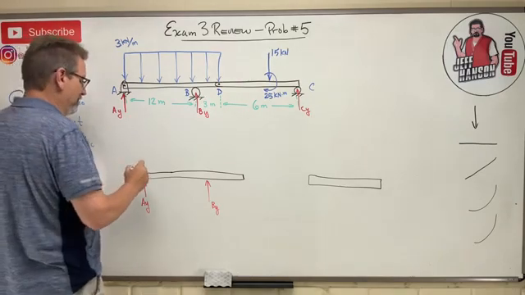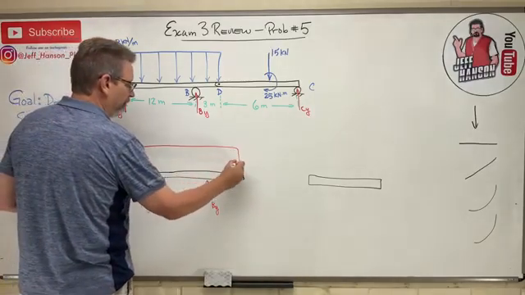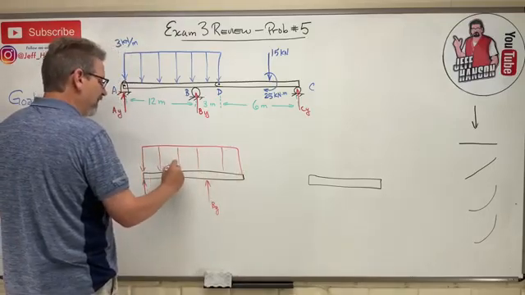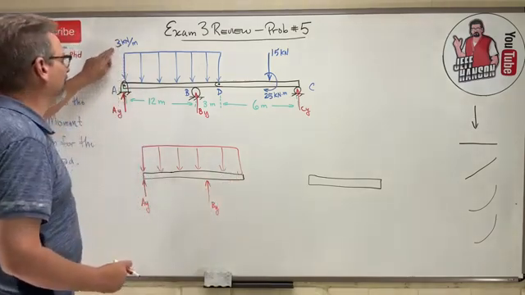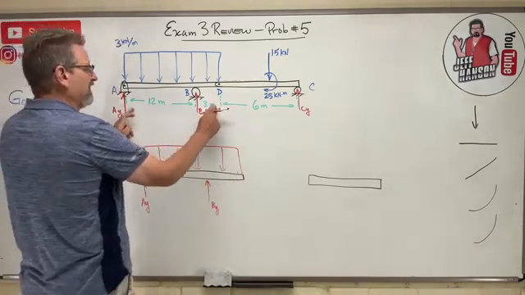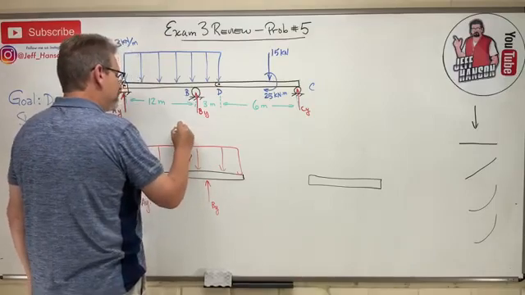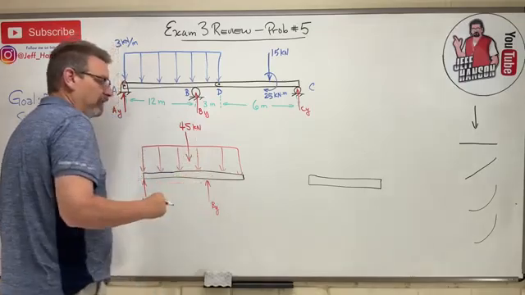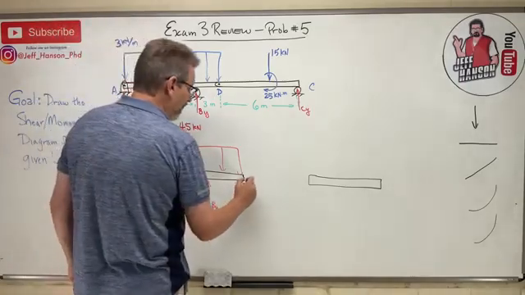Here we go. All right, it's got a distributed load up here on top. And that distributed load is, what is it? 3 kilonewtons per meter over 15 meters. 3 times 15 is 45. So that's the same as a distributed load of 45 kilonewtons. Same as a concentrated load of 45 kilonewtons. And then over here, D, well, I've got a pin connection.